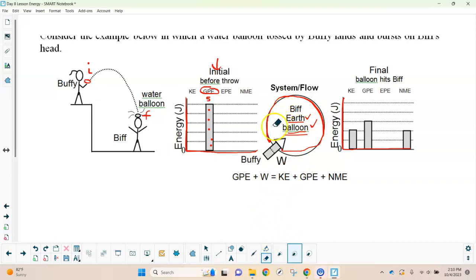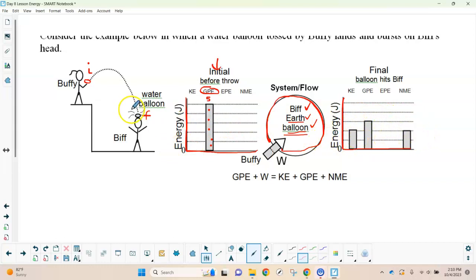Biff is our villain at the bottom here from Back to the Future, and he's getting hit with a water balloon for some reason. And he is going to have some energy change there too. So we'll talk about him. All right. So in the beginning, that's what we got. And then if you look over here at the end, they've somehow measured the different types of energy, and let's try to identify where these are coming from.